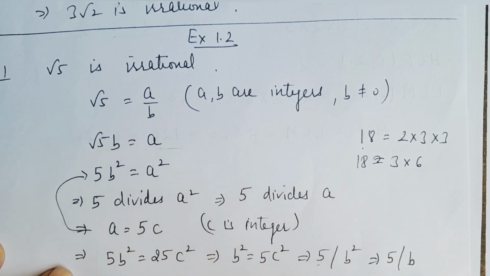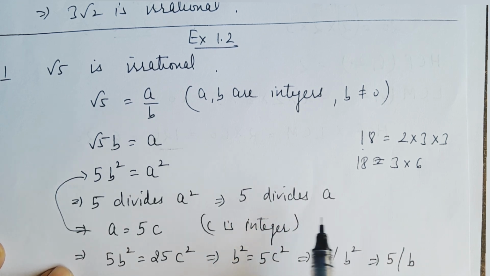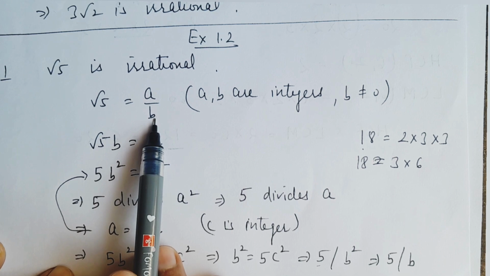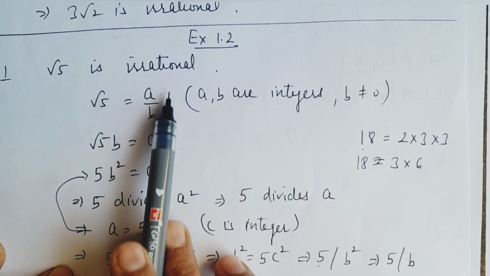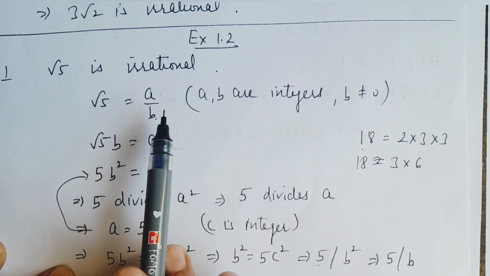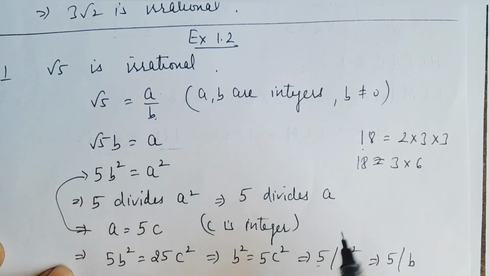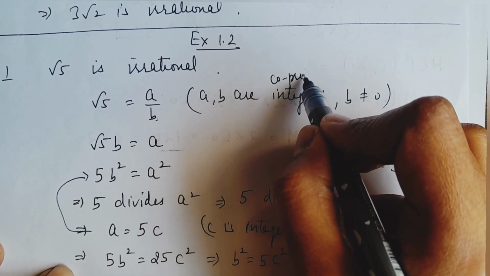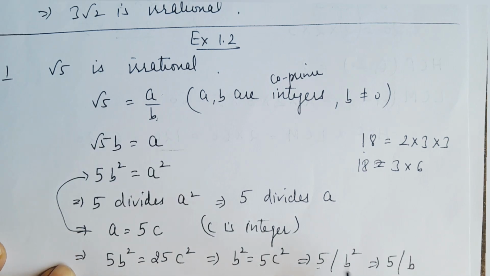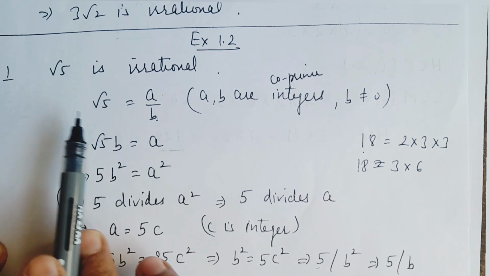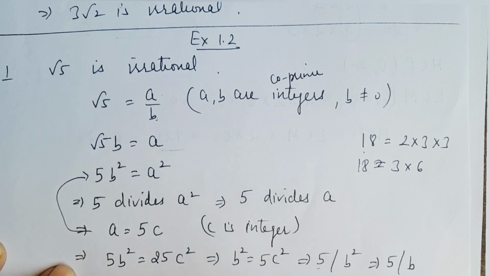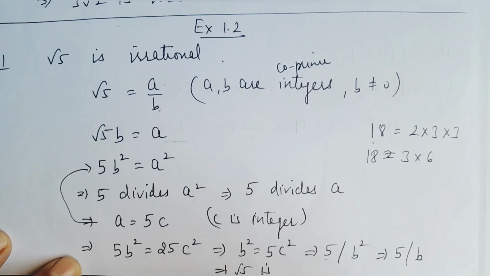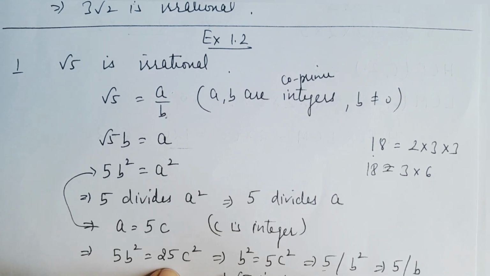Now here we found 5 divides a, and from here 5 divides b. If 5 divides both, that means a and b are not co-prime because they have more than one factor in common. 5 is also a common factor, so they are not co-prime numbers. Here we had assumed both to be co-prime integers, so they are not co-prime. That means our assumption is wrong that √5 is rational. Hence √5 is an irrational number. Hence root 5 is irrational. That is true.